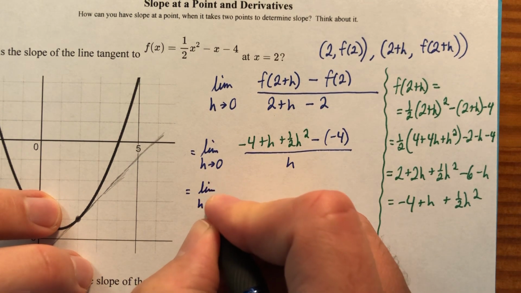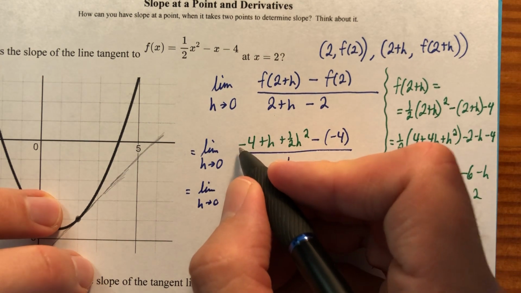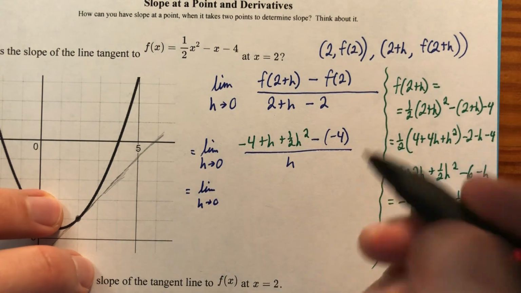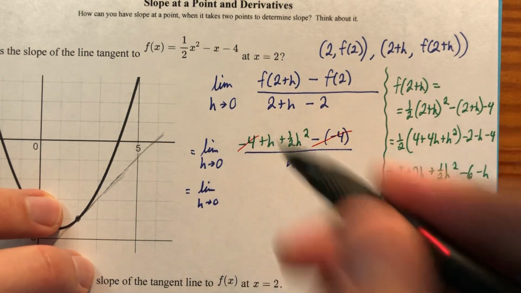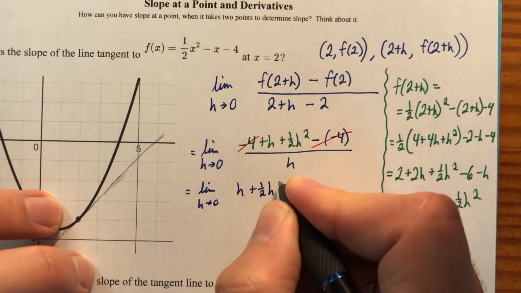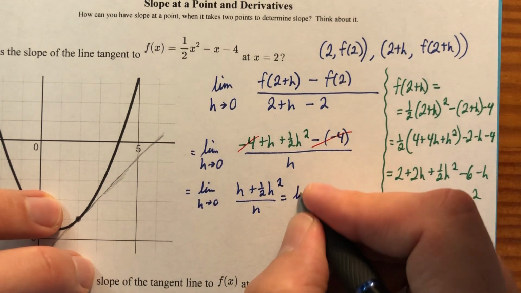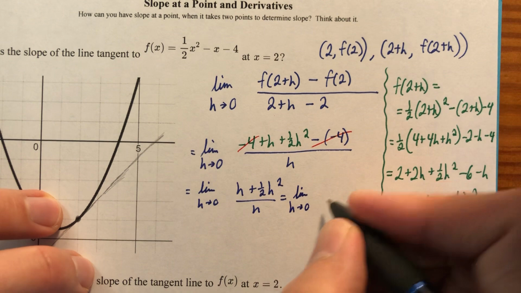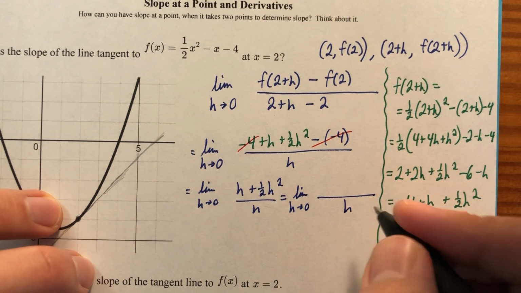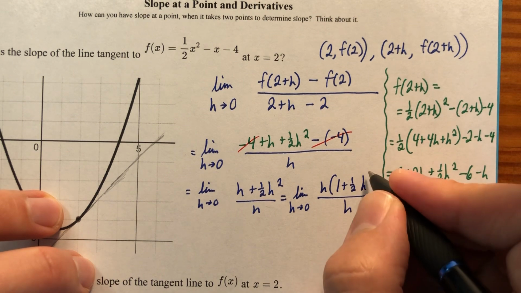So the limit as h approaches 0 of, let's see, this -4, let's use red, cancels with this minus -4. And we would have h plus 1/2 h squared over h. We have room to write it again over here, so let's do it. The limit as h approaches 0, I don't always do it this way, but I think it's a good idea. Let's factor an h out, and we'll have 1 plus 1/2 h.